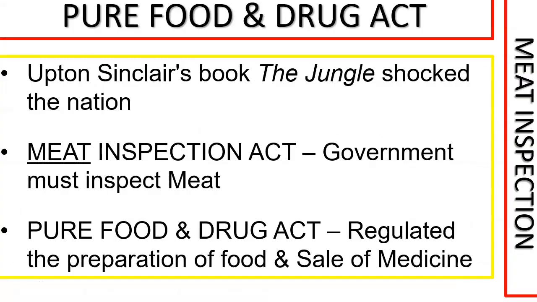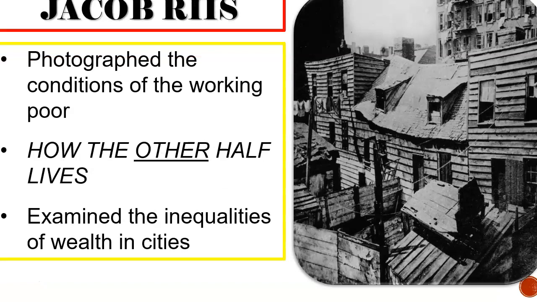His book led to the passage of the Meat Inspection Act and the Pure Food and Drug Act, which put regulations on our food and drugs. Another muckraker was Jacob Riis, a photographer who exposed the conditions of the working poor in his book How the Other Half Lives. He held showings of his photographs trying to show the wealthy of the cities the terrible inequalities.